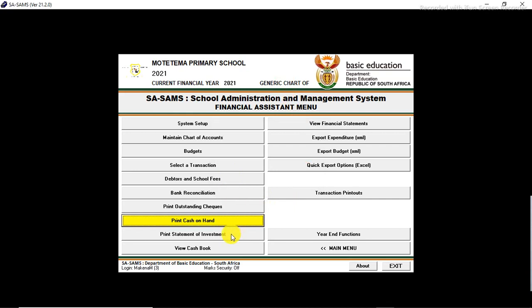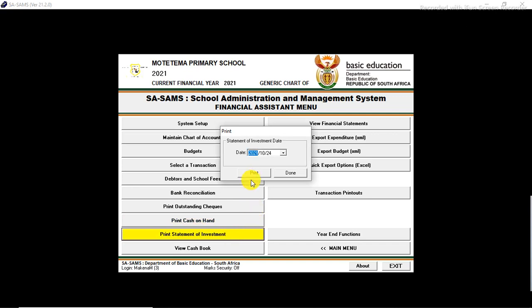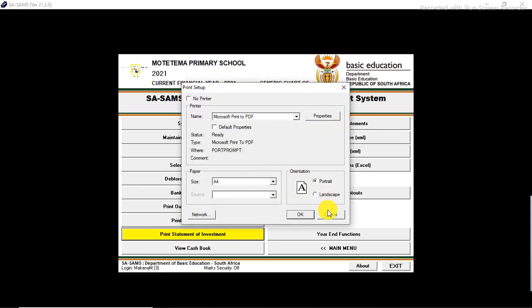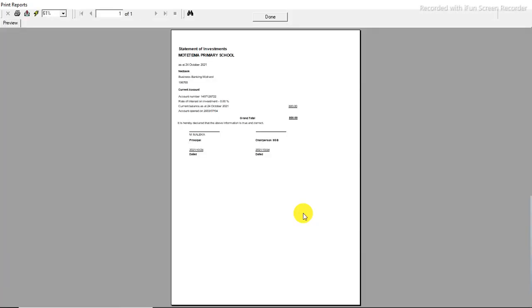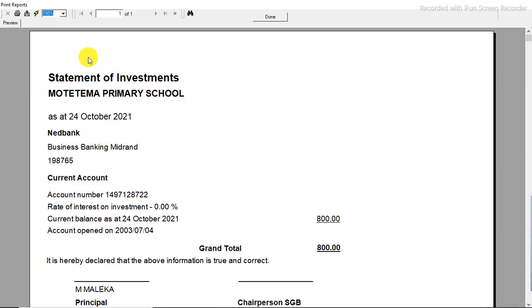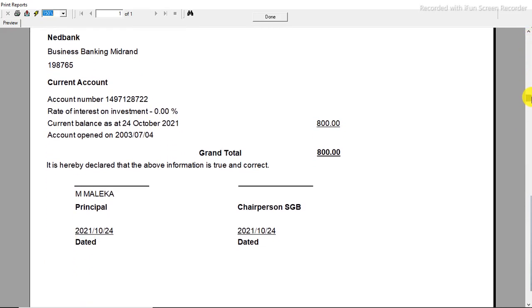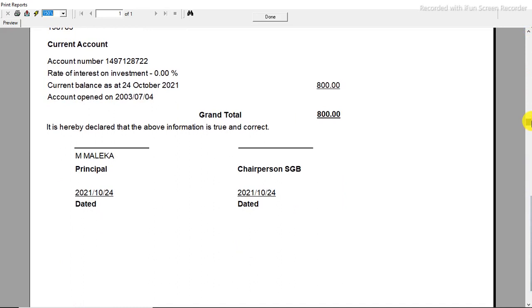Then they say, how much money is in your bank account? You then print statement of investment. You click on it. Once you click on it, it says you have 800. Remember, we opened the school's bank account. We never added any money. So the only money you have is the money that the learners paid. And it's indicating here. So it's basically okay now. It's indicating correctly.